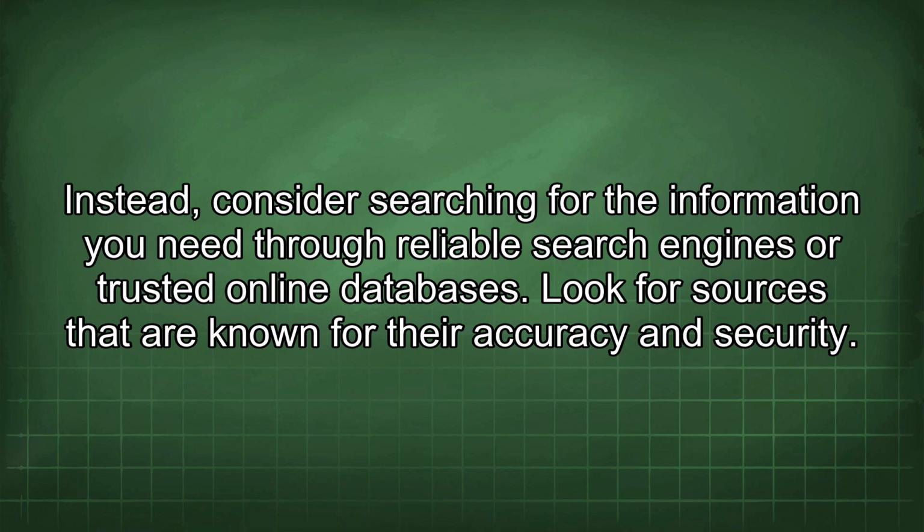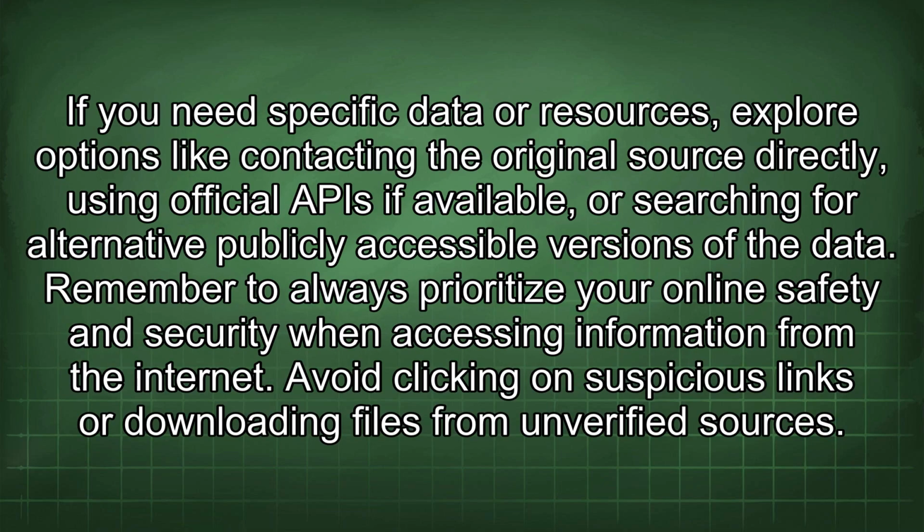Look for sources that are known for their accuracy and security. If you need specific data or resources, explore options like contacting the original source directly, using official API if available, or searching for alternative publicly accessible versions of the data. Remember to always prioritize your online safety and security when accessing information from the internet.